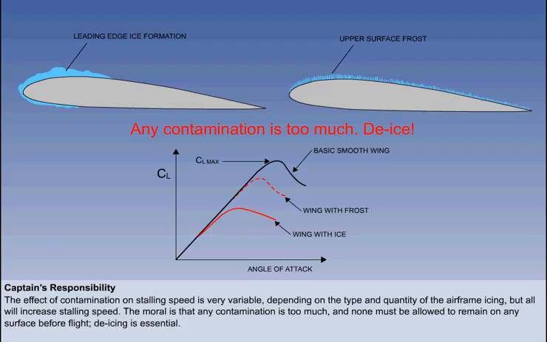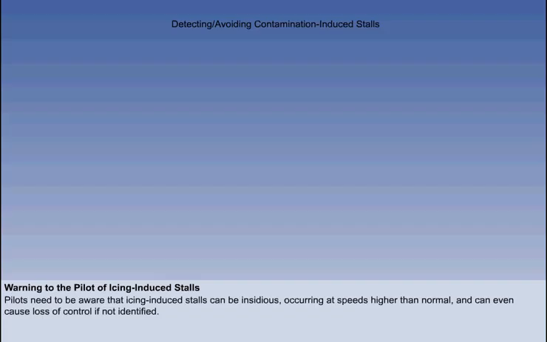The moral is that any contamination is too much, and none must be allowed to remain on any surface before flight. De-icing is essential. As mentioned earlier, there have been cases involving loss of control in icing conditions due to unexpected stalling at speeds considerably higher than the normal stalling speeds, possibly accompanied by sudden rolling. Control can be lost as a result of a contamination-induced stall, the onset of which can be so insidious as to be difficult to detect until it is too late.